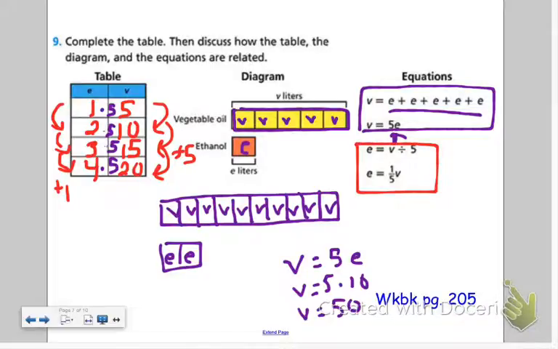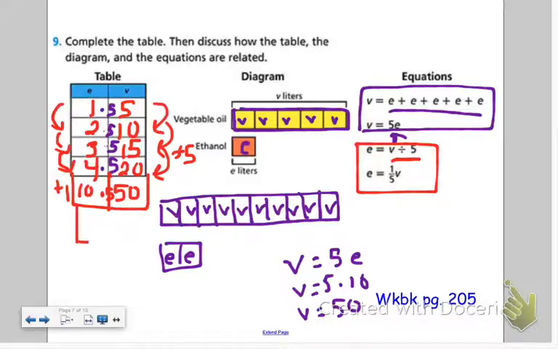What if I want to know how much ethanol I need? Well, if I want to know how much ethanol I need, I'm going to have to figure out how much vegetable oil is in there, and I'm going to divide it by 5. Think of it this way. What if I continued this table and I put 50 here for the vegetable oil? Well, I'd have to think, okay, what number times 5 gives me 50? Or I can work backwards. I can do the liters of vegetable oil divided by 5. 50 divided by 5 is 10.